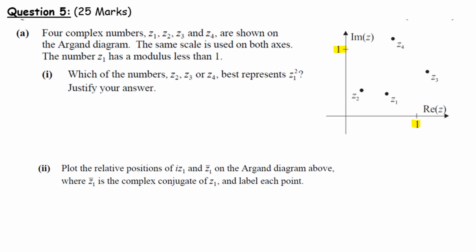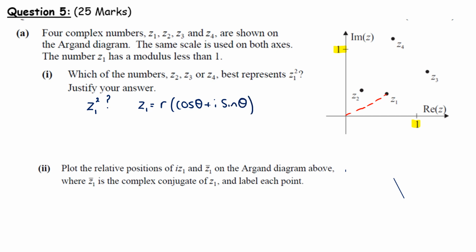So I'm going to connect up. I always like to connect back to the origin. I think it gives a better sense of the complex number. So there's my z1, and basically I'm trying to figure out what other complex number on that best represents z1 squared. Now, if I think of z1 in polar form, I get r cos theta plus i sine theta.